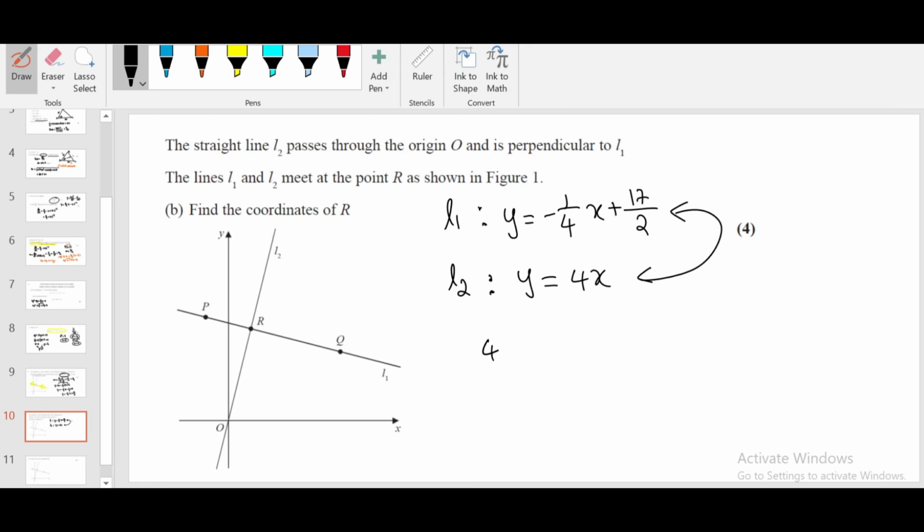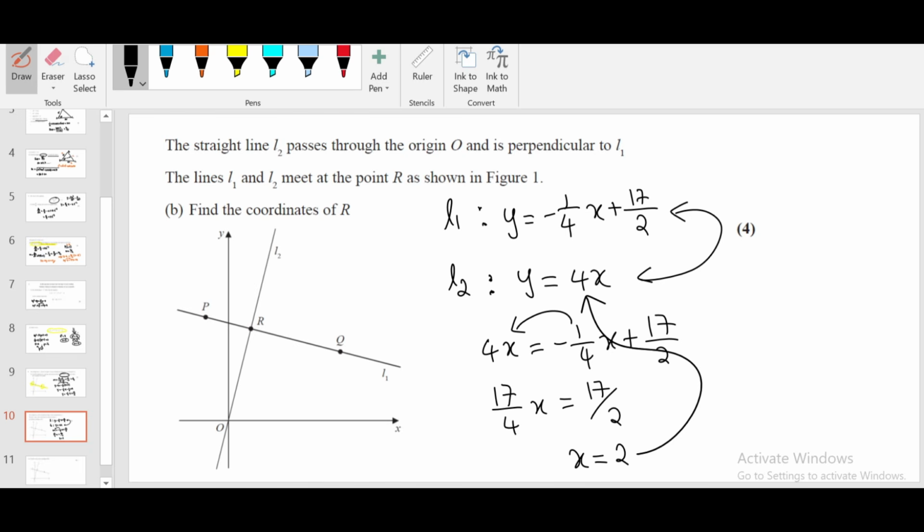So 4x is equal to minus 1 over 4x plus 17 over 2. You bring this here, you'll get 16. 17 over 4x is 17 over 2. X is equal to 2. Sub in x back into any one of the equations, you'll get y. So 4 2s are 8. So R is 2, 8. That's it. We got the point R already.